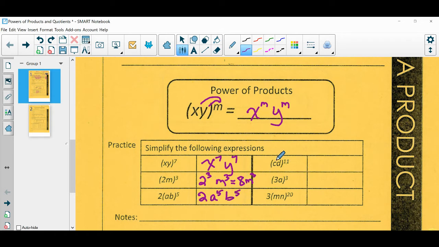Here, both factors inside of there are going to get raised to the 11th power. 3 is going to get raised to the 3rd power. So is A. And then if we can simplify it, we should. And that's why we had you memorize all of those, right? Perfect squares and cubes. This isn't inside the parentheses, so it's not getting raised to that power. But the m is getting raised to the 20th power and the n.